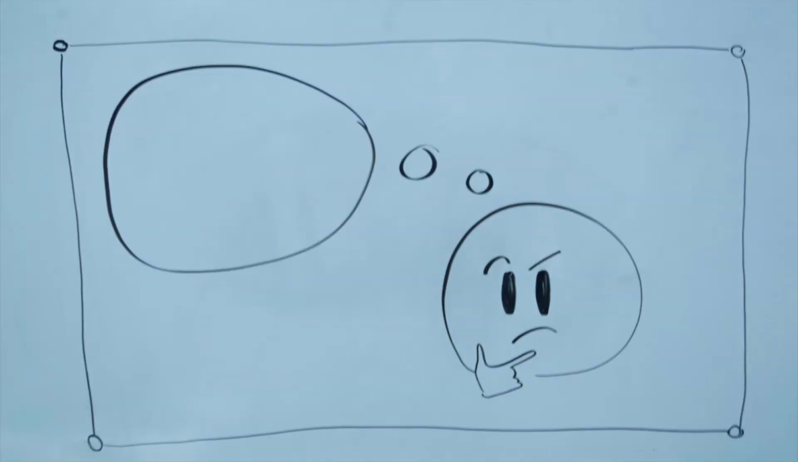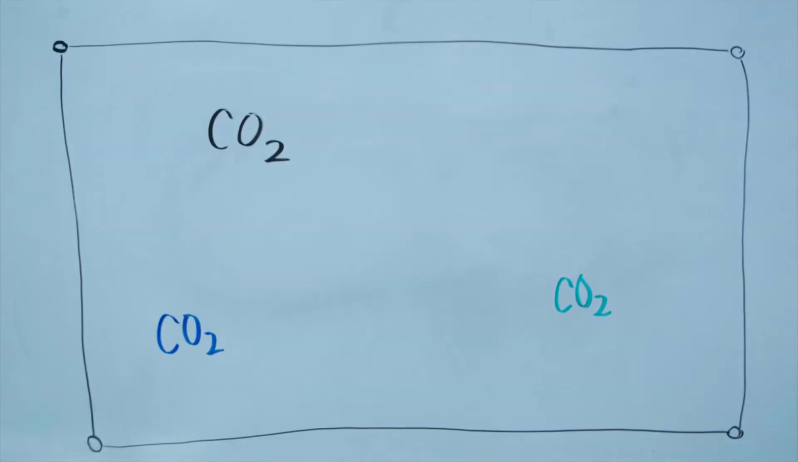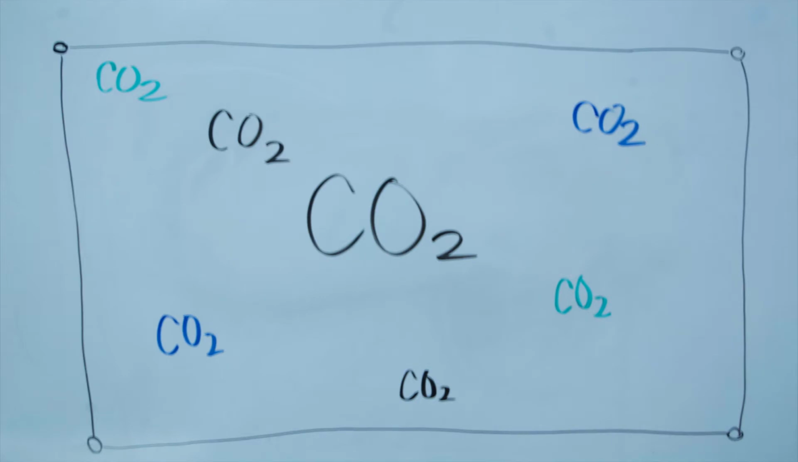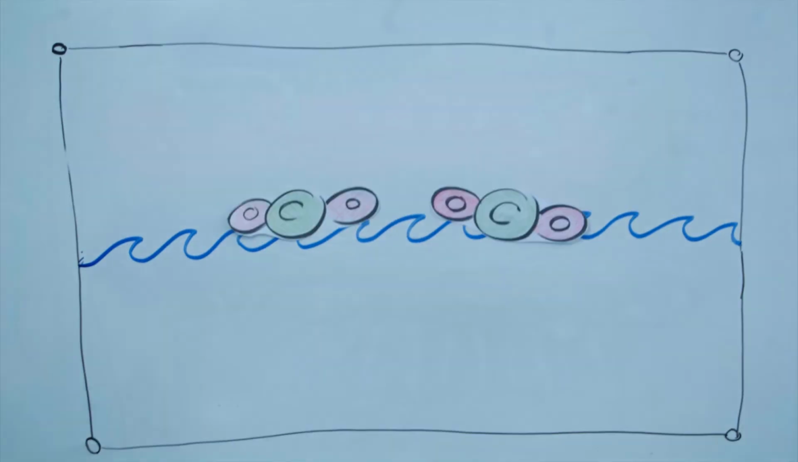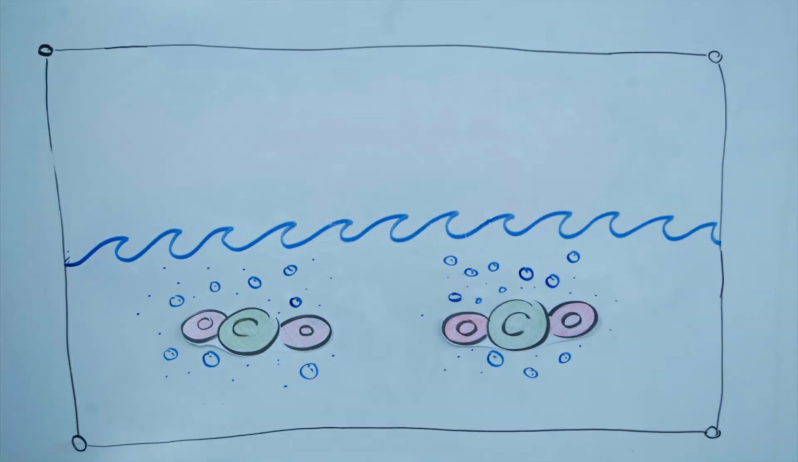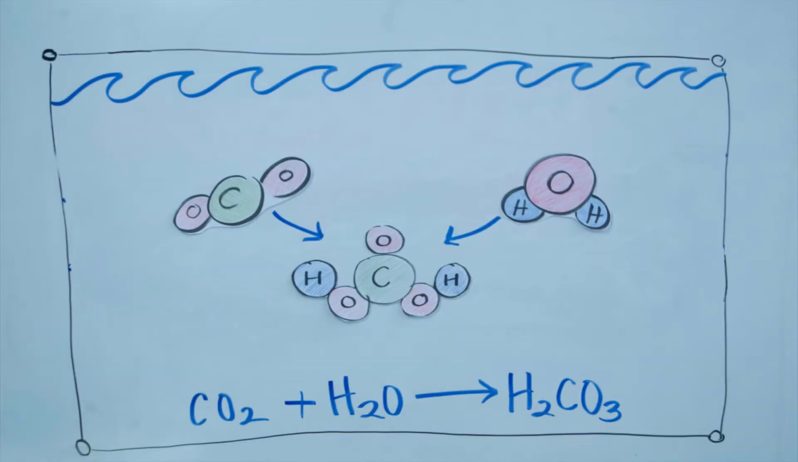What exactly is ocean acidification? And how does it happen? Surprise, surprise, it all comes back down to our good old friend, carbon dioxide. When CO2 dissolves into water, a chemical reaction takes place. Carbon dioxide and water combine to form carbonic acid.